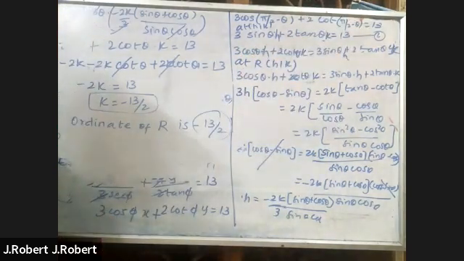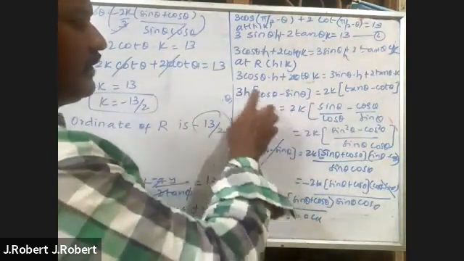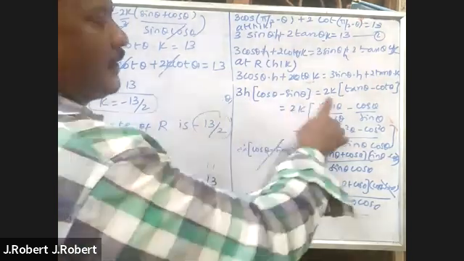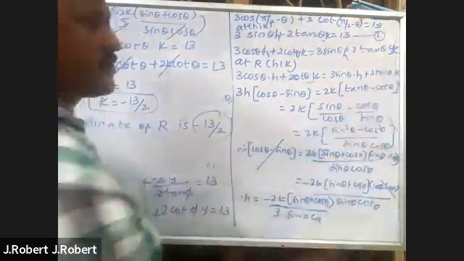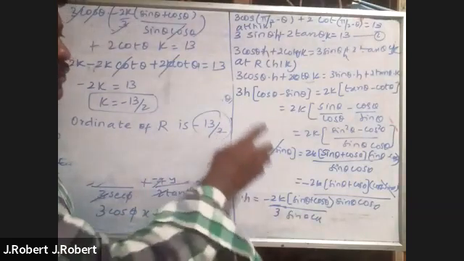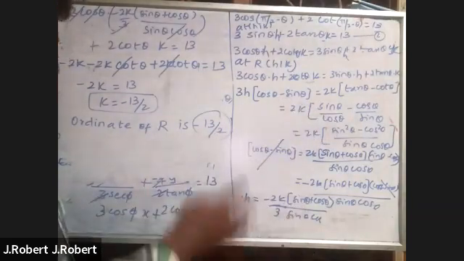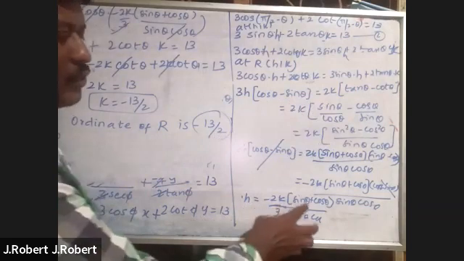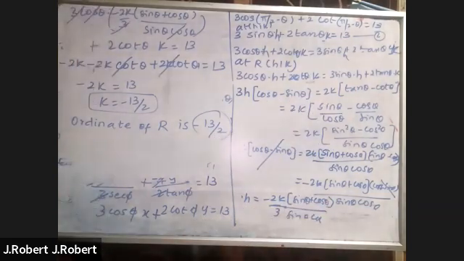Comparing equations 1 and 2, the right-hand sides are equal. Comparing the left-hand sides, we get 3h(cos theta minus sin theta) equals 2k(tan theta minus cot theta). We are simplifying this. When simplifying, we'll get 2k(sin theta minus cos theta). At last, we'll get h is equal to minus 2k(sin theta plus cos theta) by 3 sin theta cos theta.